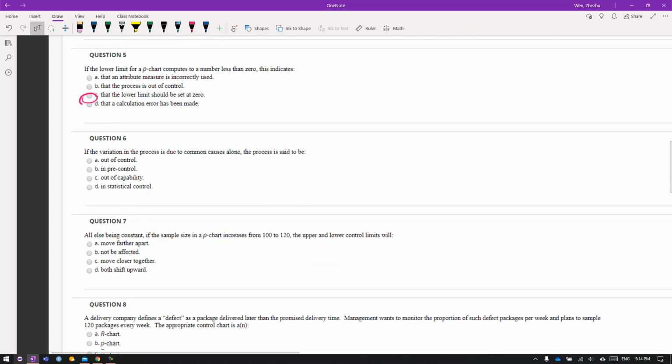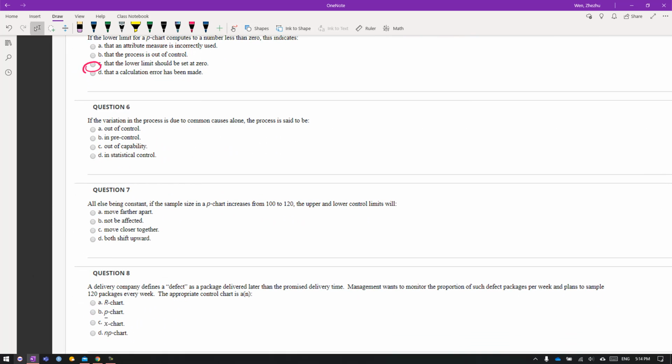Okay, so number 6, if the variation in the process is due to common cause alone, the process is said to be in statistical control. Okay, it is in statistical control. It is not out of control.